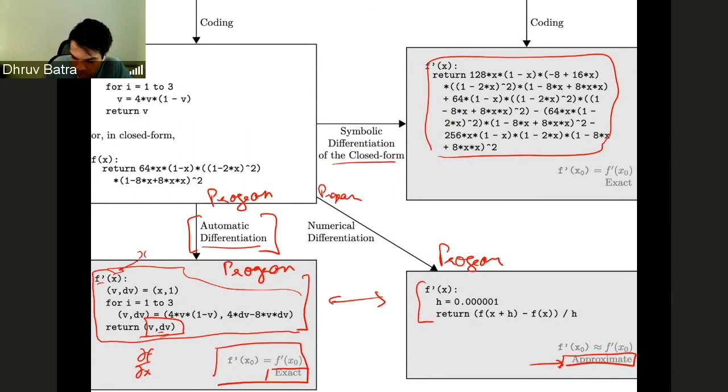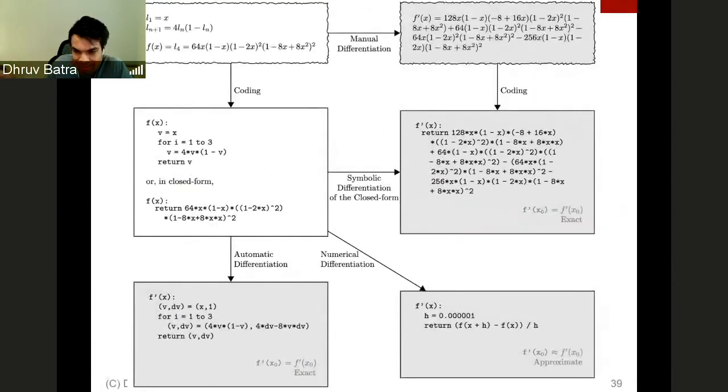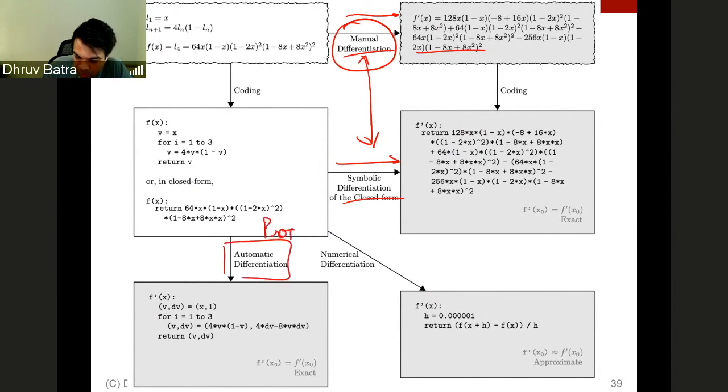Okay, so that's the high level 10,000 feet overview of the four techniques. Manual differentiation, pen and paper, expression in, expression out. This is the same effort, input output API as manual differentiation, except it's done by computers. This is typically done by humans. This is typically done by computers. Automatic differentiation, program in, program out. And numerical differentiation, program in, either a program or a value out, and this is approximate. So that's where we're at.